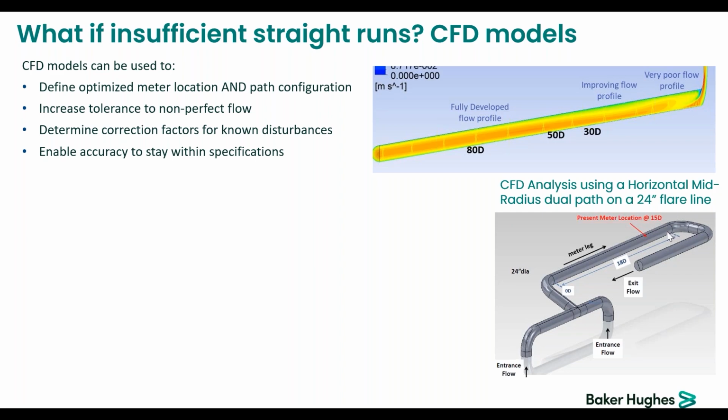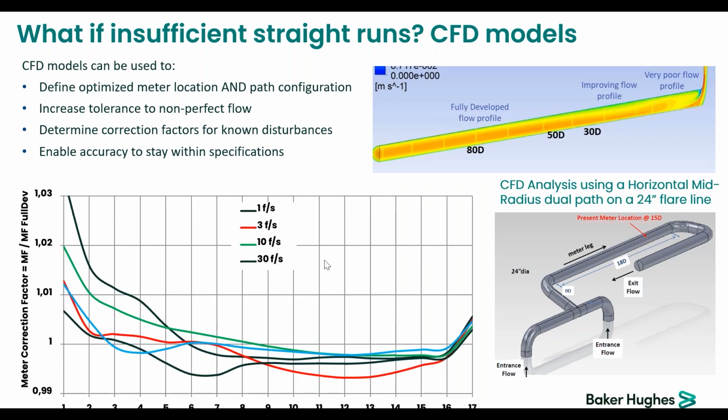So what we do is simulate this piping and the flows, and we take these specific examples to see the impact depending on the number of diameters after the last bend, which is the bend right here.